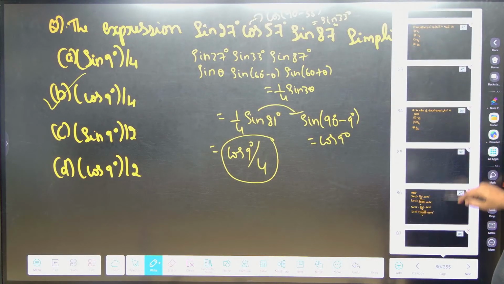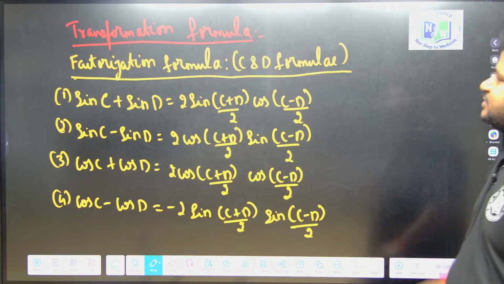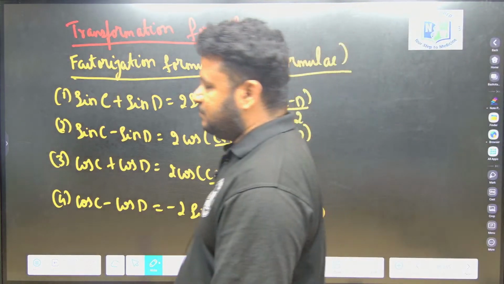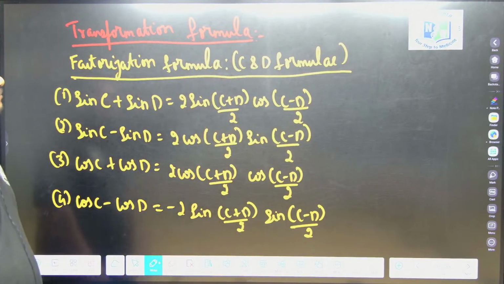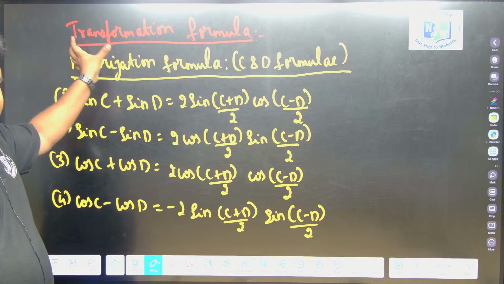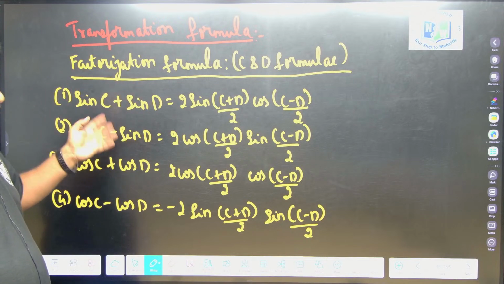Next, see here. You have to know something called the factorization formula and the defactorization formula. It is also called the C and D formula. It comes under the transformation formulas: factorization formula, the C and D formula, and also defactorization, which is the reverse of this.